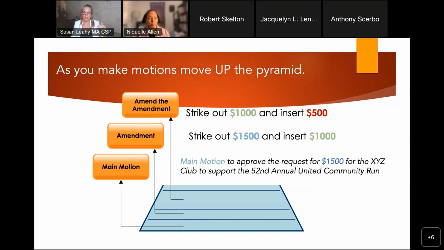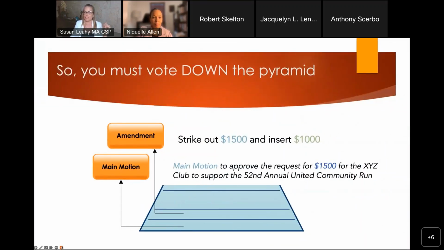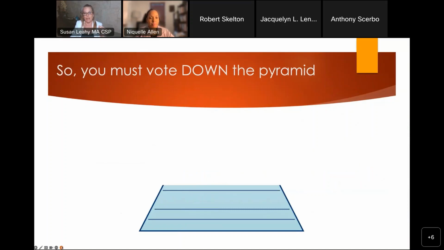What we need to do is make sure that each of these motions earns its right to have a vote, and we move down the pyramid. So we'll take 3 votes. We have to vote on the amendment to the amendment. And regardless if it passes or fails, we go back down to the amendment, and then we vote on the amendment. And regardless if that passes or fails, we're back to the main motion. Once we vote on the main motion, we've now cleared that item of business, and the chair is free to move on to the next item on the agenda.